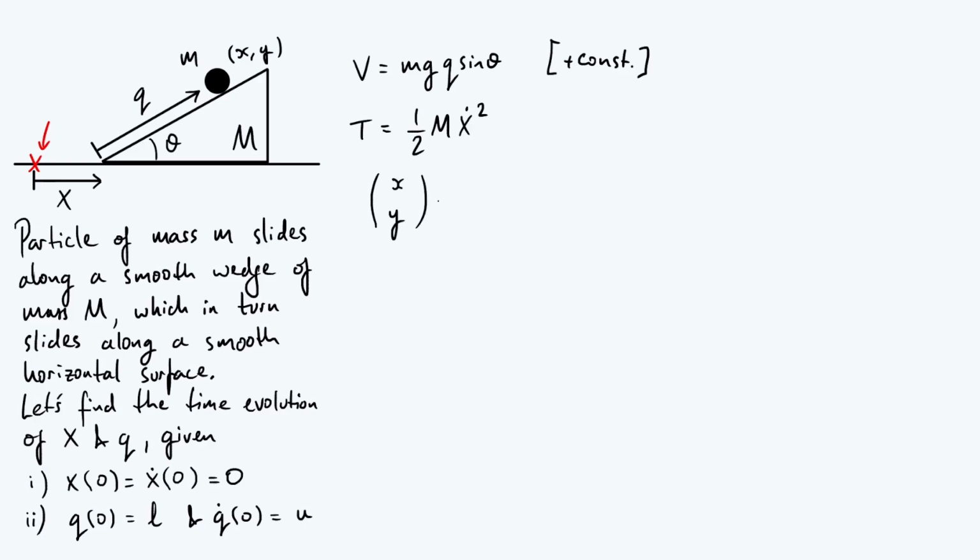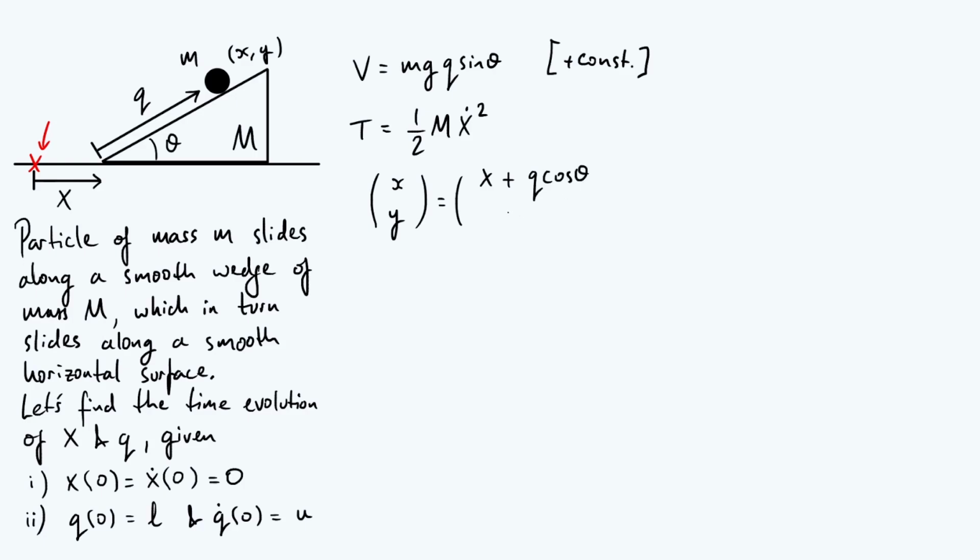So as a column vector, (x, y) is going to be equal to, well, the x coordinate of the particle has two contributions, because as the wedge moves left and right, the particle automatically moves left and right because the particle is on the surface of the wedge. So there is a factor of X, but then we have to add on the horizontal component of the displacement in the q direction, which just involves a bit of resolving, and resolving horizontally gives q cos theta. So it's capital X plus q cos theta.